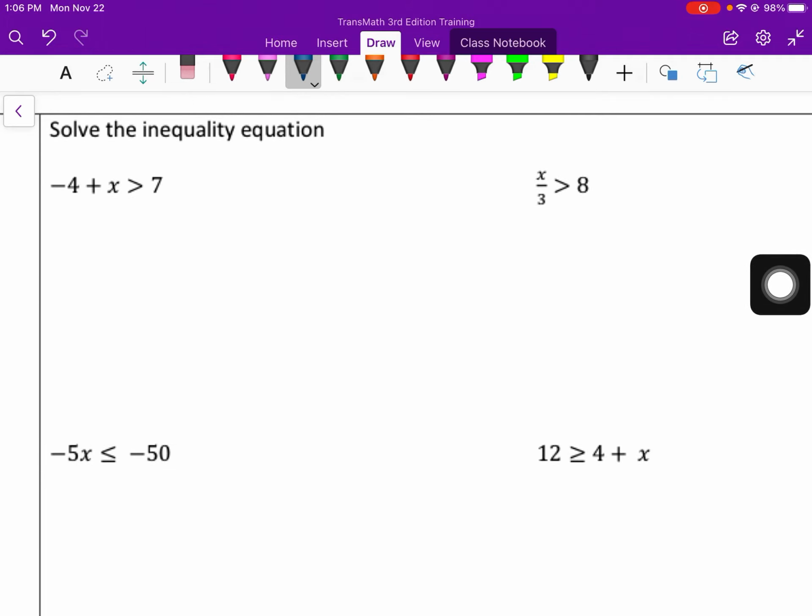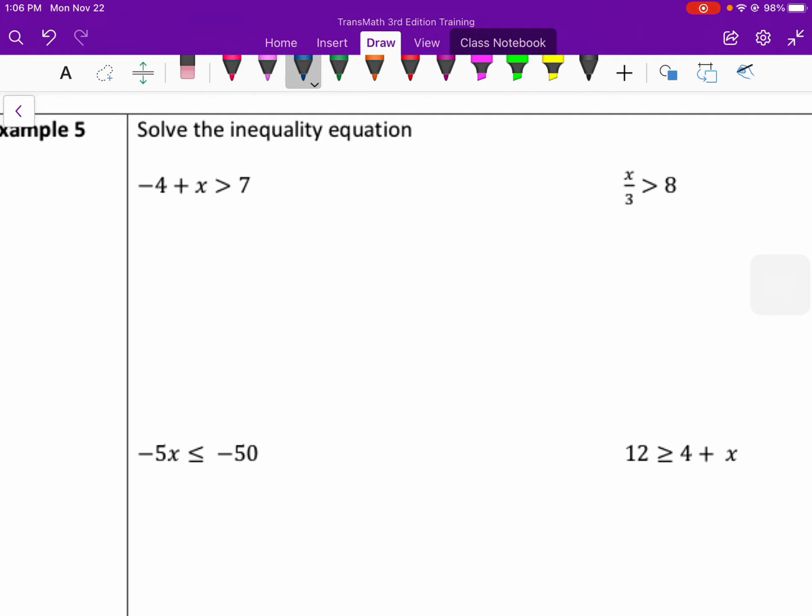The next thing we did was solve inequalities. So remember, we're using our inverse operations when we're solving. My first one is -4 plus x is greater than 7. So I'm going to start by getting rid of the -4. I'm going to do a +4.